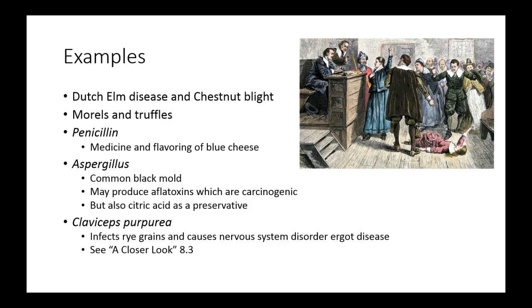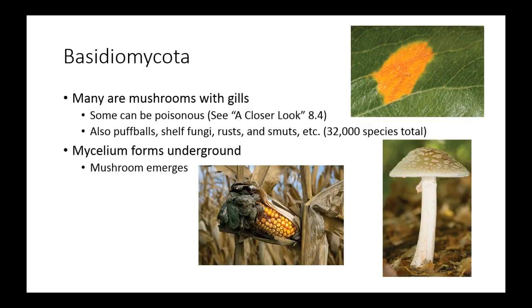Something like Aspergillus can be carcinogenic and can cause disease and harm, but other times different species actually act as a preservative and are used to produce citric acid. So you just never know. It depends on the specific types. But this is the genus, Aspergillus, listed here.